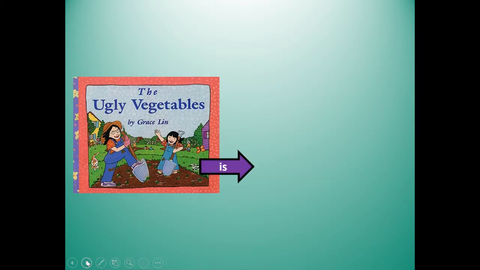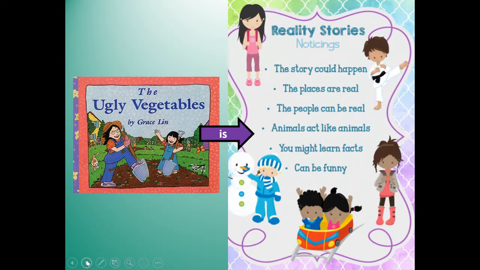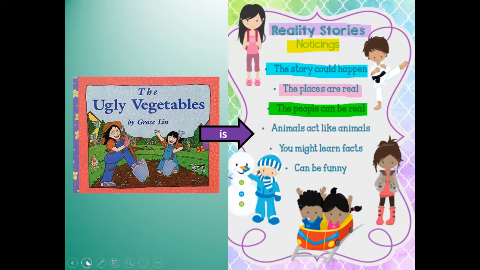The Ugly Vegetables is a reality story. And for reality stories, here are our noticings. The story could happen. The places are real. The people can be real. Animals act like animals. You might learn facts, and it can be funny.